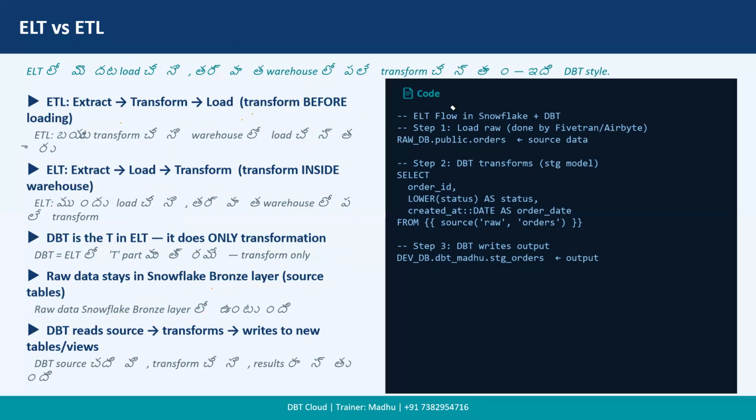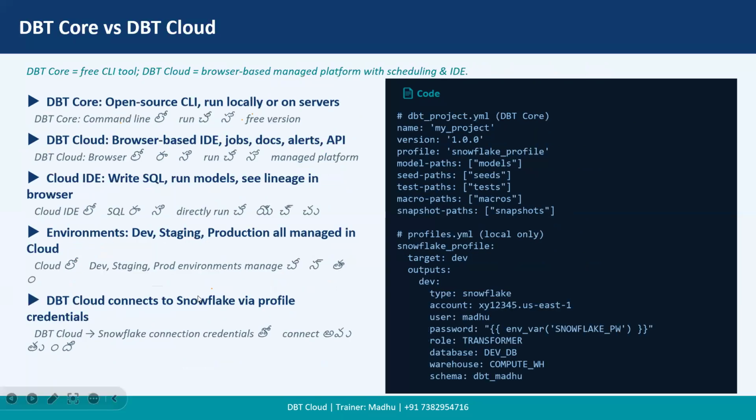Here we can observe, we can take a screenshot. I will explain this now. In DBT we have both. We have DBT Core, which is an open source CLI that runs locally or on servers.